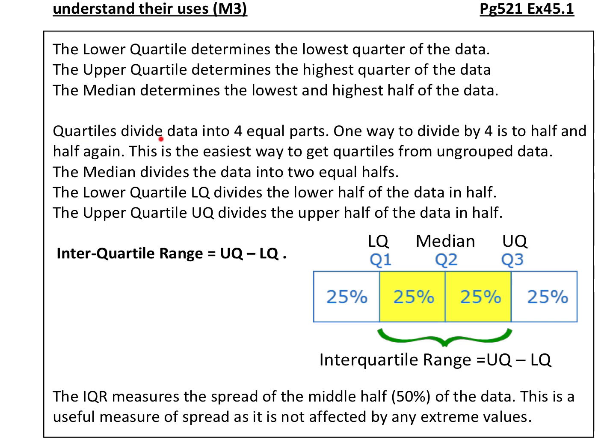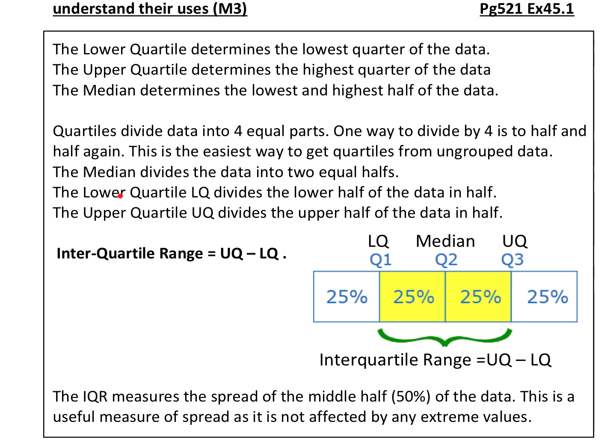So quartiles divide data into 4 equal parts. And one way to divide by 4 is to half and half again, and that's how I explained it there. This is the easiest way to get quartiles from ungrouped data, and that's how you should do it from ungrouped data. There's other more complicated methods, but they're not to be used for ungrouped data. Keep it simple with ungrouped data. The median divides the data into 2 equal halves. Then the lower quartile divides the lower half of the data in half, and the upper quartile divides the upper half of the data in half, if that makes sense.